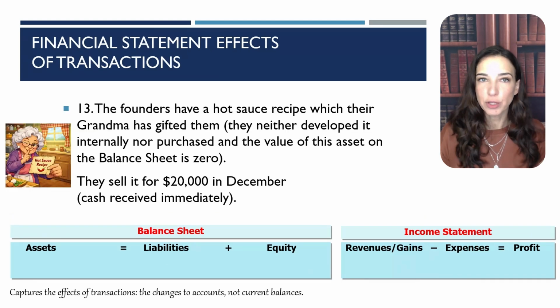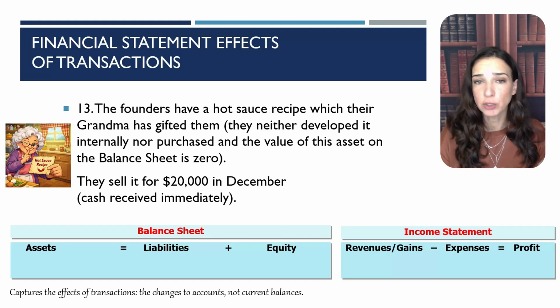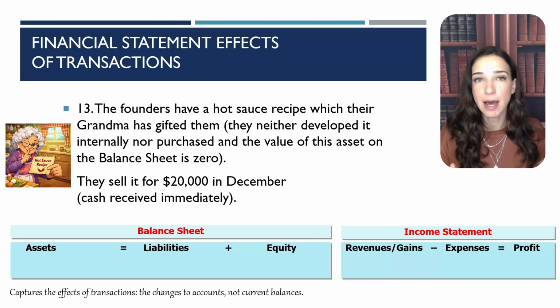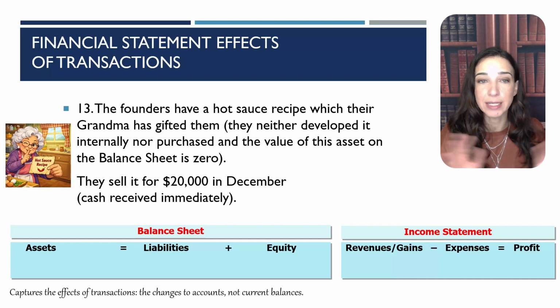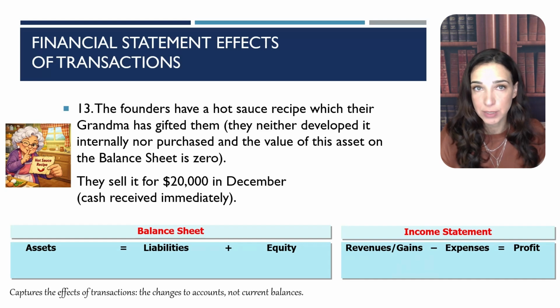So here we have a liability that reflects that we are going to have to pay them in the future. So for the last transaction, let's have a little fun with it, something different. Let's suppose the founders have a hot sauce recipe that their grandma has gifted them. Now, this is not a recipe that they developed. It's not a recipe that they purchased. So we don't have this recipe showing up on the balance sheet. It's currently having a zero value, but they managed to sell it for $20,000.